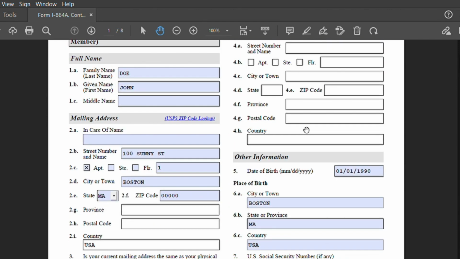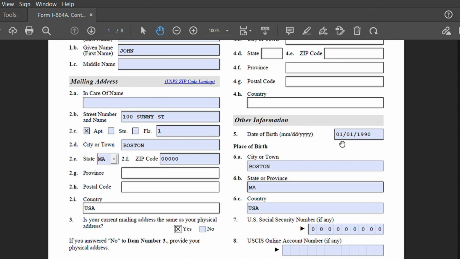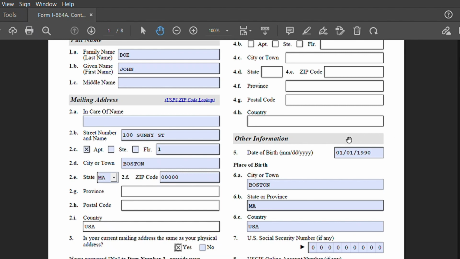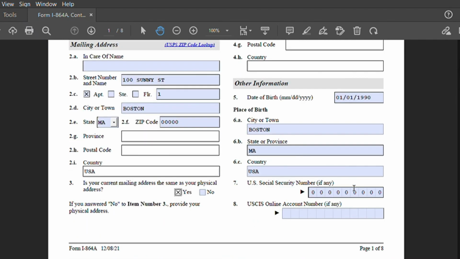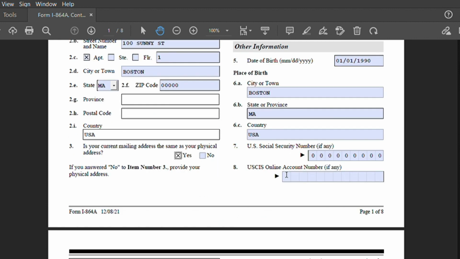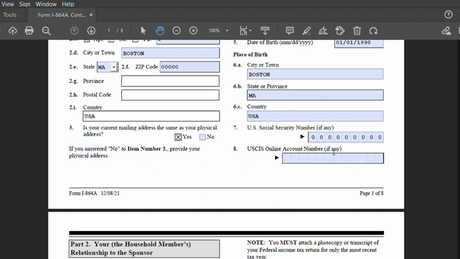Moving on to the next section after this, we have the information such as date of birth. Again, this information is all about the household member. Your place of birth, your social security number. If you don't have a USCIS account number, you don't have to write anything here.